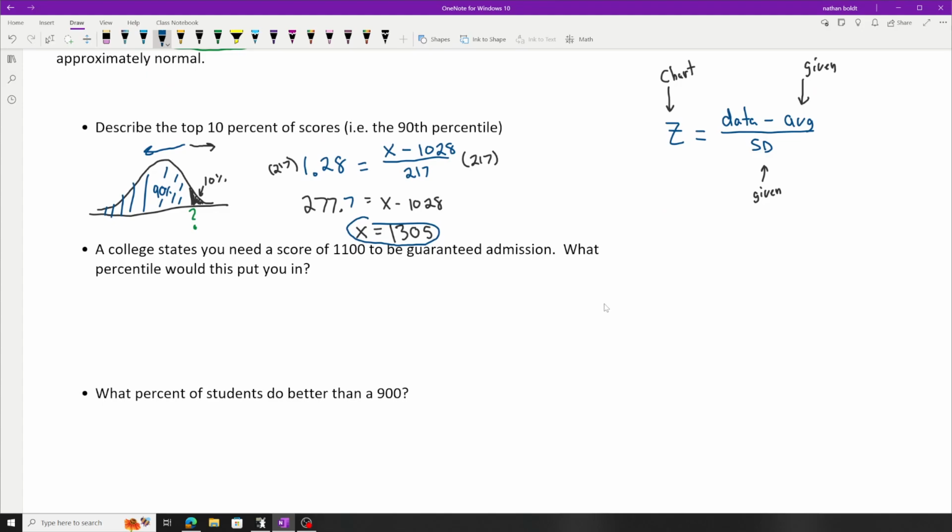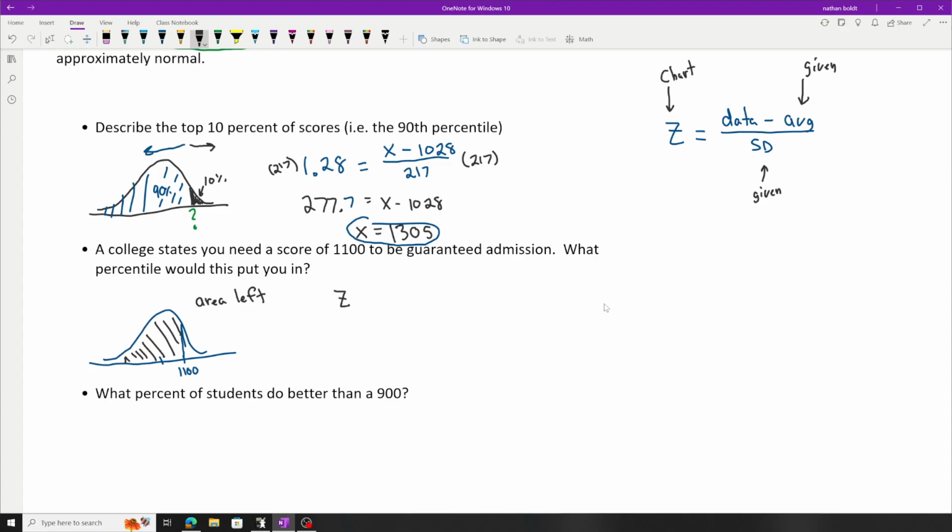Alrighty. A college states you need a score of 1100 to be guaranteed admission. What percentile would this put you in? All right, so they gave us a boundary there. We got our normal model. We know our boundary is 1100. What percentile are you in? Well, your percentile is the percent of people that you beat. How many people did we do better than? Well, that is area left. And so we have to find the area left of 1100.